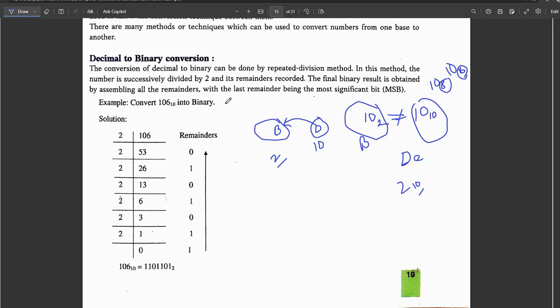Otherwise your total sum will be wrong. Okay, so let's discuss this number 106. We will try to convert 106 to the base 10 into a binary number.